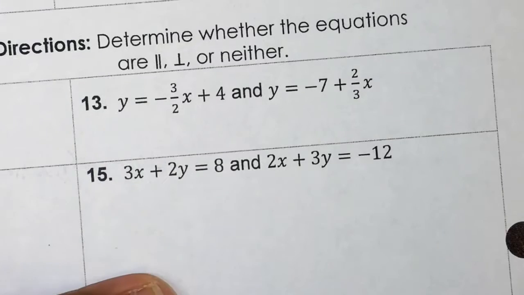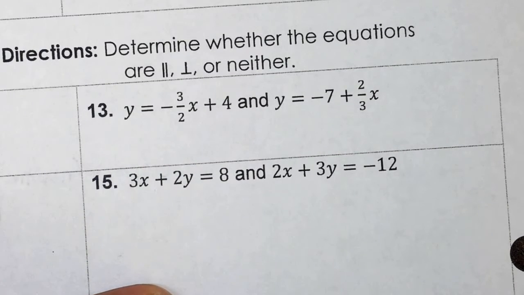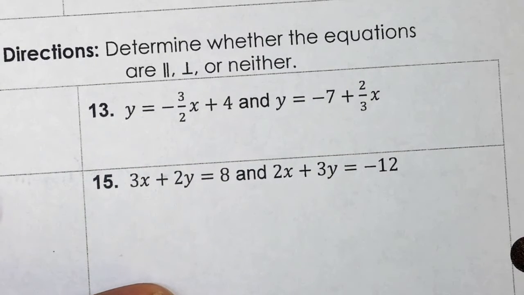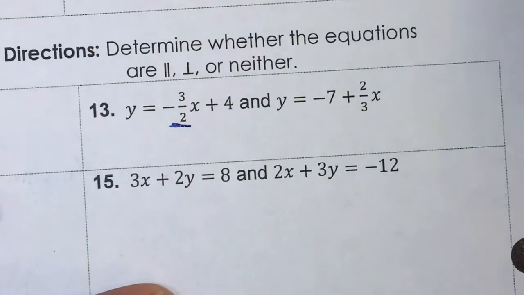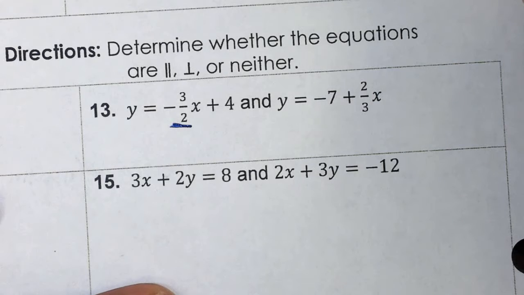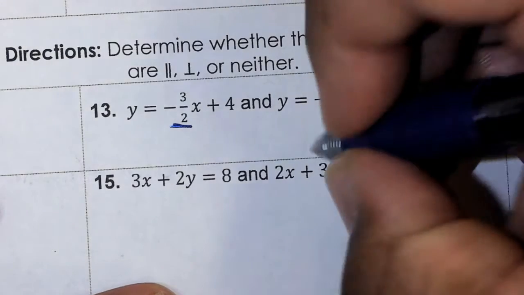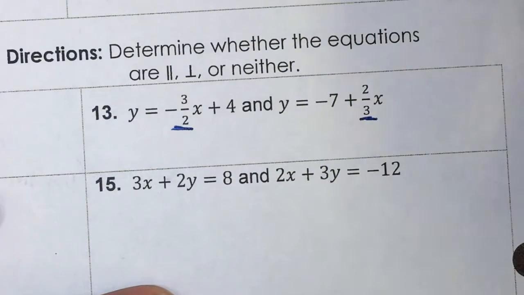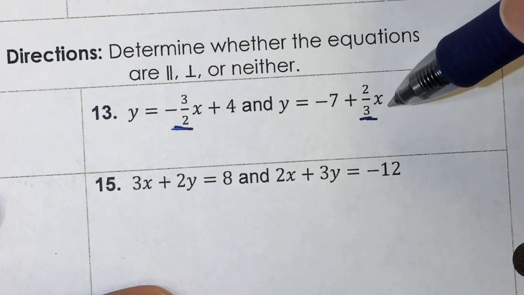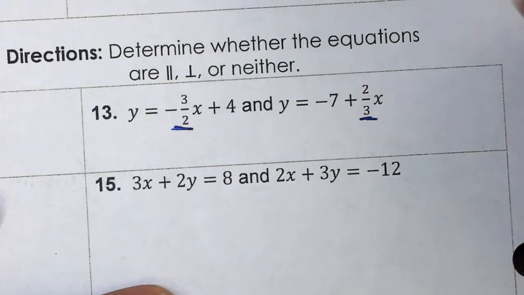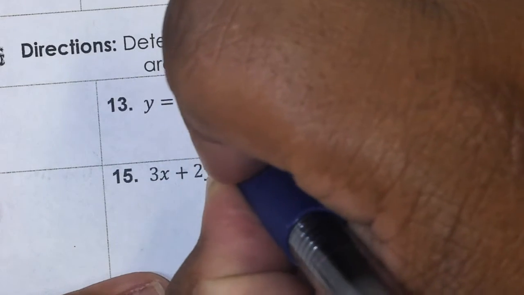13. Reese, what's my slope in my first equation? They both in slope-intercept form, so we good. -3/2. Second equation, what's my slope? So I don't want some of y'all to be confused. You see they moved it to the back on this one, but whatever's by the x is your slope. Alright, and then you said what, Maurice? Perpendicular.